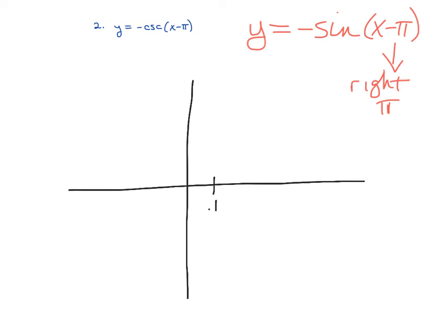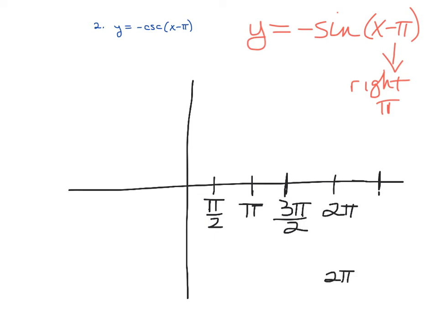I'm going to leave the same original labelings here. Pi over 2, pi, 3 pi over 2, 2 pi, and then I need to add one more because remember, I'm shifting over. So in order to figure out what 90 degrees is past 2 pi, I'm doing 2 pi plus pi over 2. So this is really going to turn into 4 pi over 2. So this next one is 5 pi over 2, just by adding pi over 2.